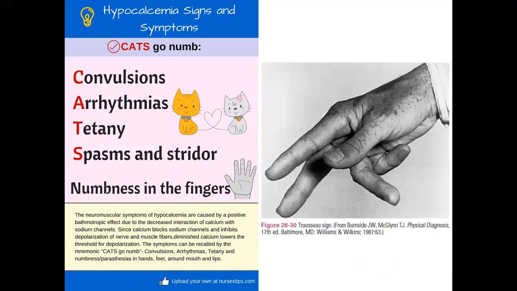Just remember the mnemonic CONVULSIONS CATS. Cats go numb. Convulsions, arrhythmias, tetany, spasms and stridors, and numbness in the fingers.